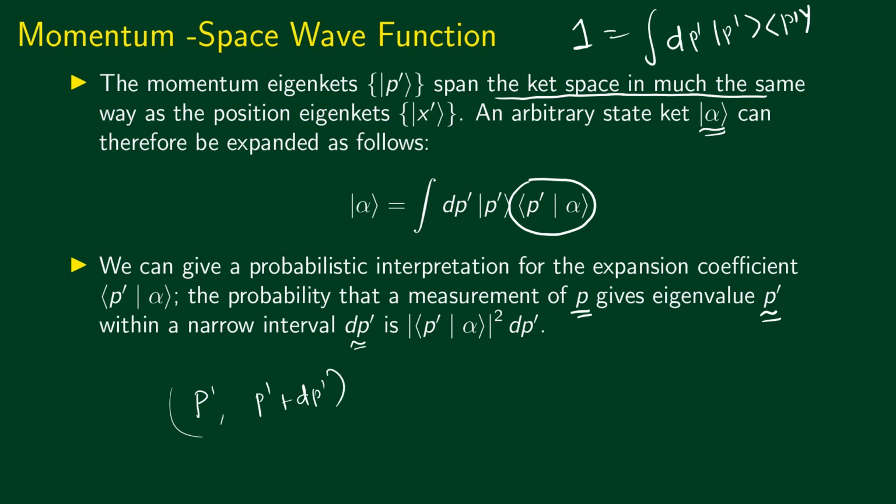So if you make a measurement of momentum, you can ask what's the probability that it's within an interval dp prime around p prime. You can write it like this. What's the probability that the momentum is between p prime and p prime plus dp prime? This is written as bra p prime ket alpha modulus squared multiplied by dp prime. This again can be thought of as the probability density in momentum space. This would be the probability.